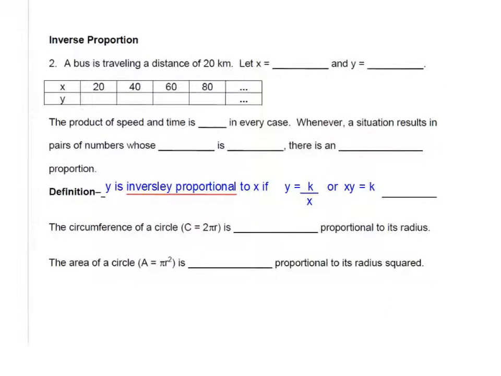Okay, so now for number 2, a bus is traveling at a distance of 20 kilometers. So we're going to let x be our rate or our speed, and we're going to let y be our time.